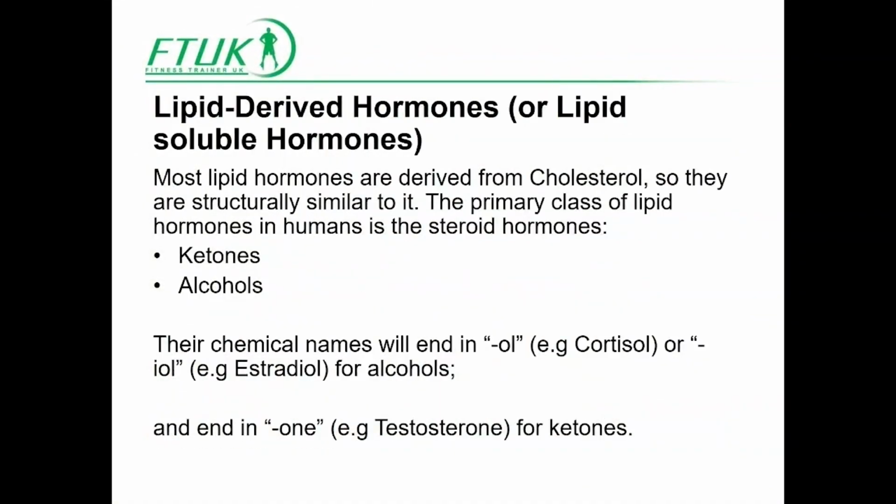They go on to say, let's talk about lipid-derived hormones. So this is derived from fat. Most lipid hormones are derived from cholesterol. Did we know this? Most lipid hormones are derived from cholesterol, so they are structurally similar to it. The primary class of lipid hormones in humans is the steroid hormones, ketones, and alcohols. Their chemical names will end in OL, as in cortisol, or IOL for the alcohols, or it might end in ONE. So you'll know something is a hormone by the way it ends. If it ends in OL or IOL or ONE, it's a lipid-derived hormone.